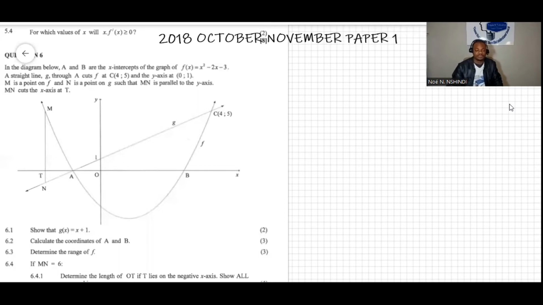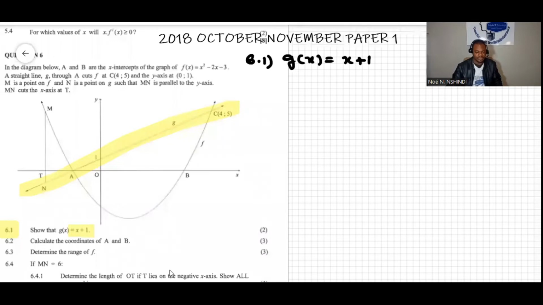Now, question 6.1 says, as we can see over here, show that g of x equal to x plus 1. Now, g of x is the equation of the straight line that we see here. So now we need to prove that it is equal to x plus 1. I'm going to write the question over here. So 6.1, we need to prove that g of x equal to x plus 1. All right.